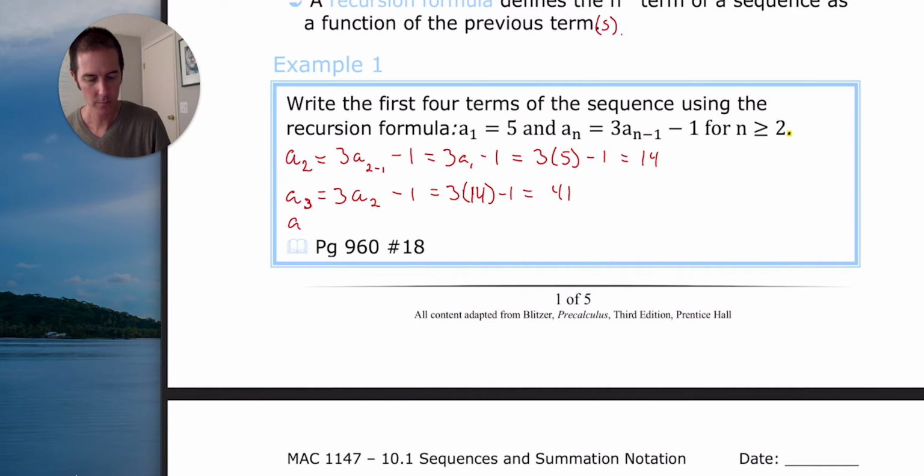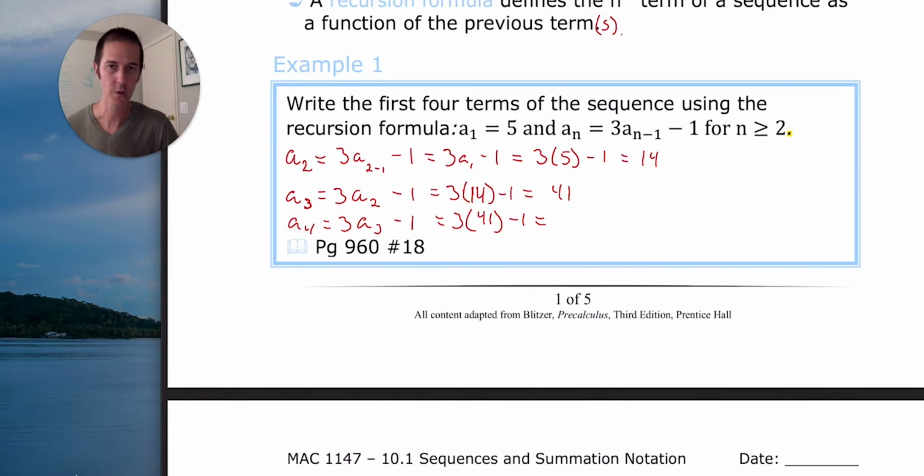A sub 4 equals 3 times a sub 3, the preceding term, minus 1. Alright, so this time we've got 3 times 41 minus 1, which equals 3 times 1 is 3, 3 times 40 is 120, so we've got 123, minus 1 is 122. Yeah, they wanted the first 4 terms. Here's one of them, and there's the next 3.